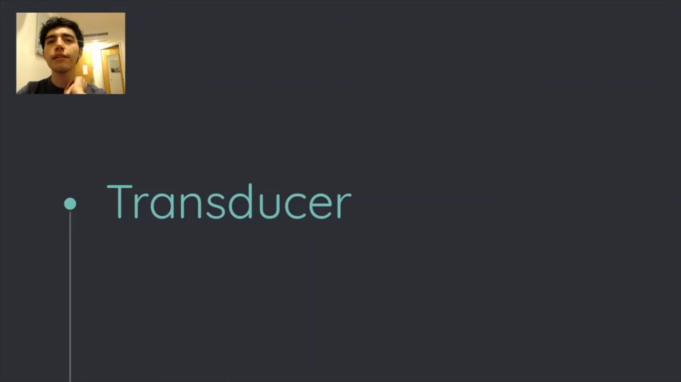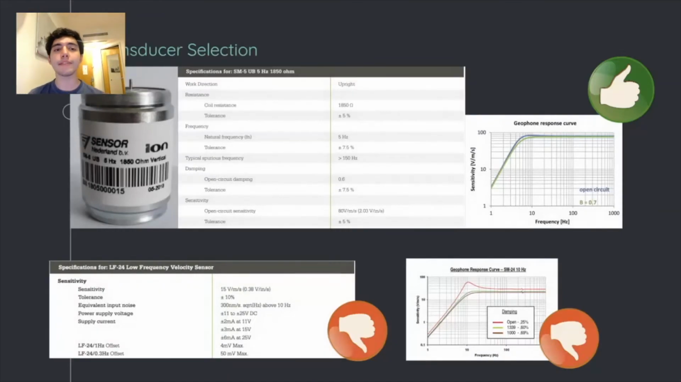Okay, so now I'm going to talk a little bit about our second subsystem, the transducer. The first part for this subsystem was to choose what transducer we were going to use. It could be an audiovisual microphone or the geophone. We ended up going with the geophone because that's the industry standard for impulse response tests. Everything else is just kind of new.